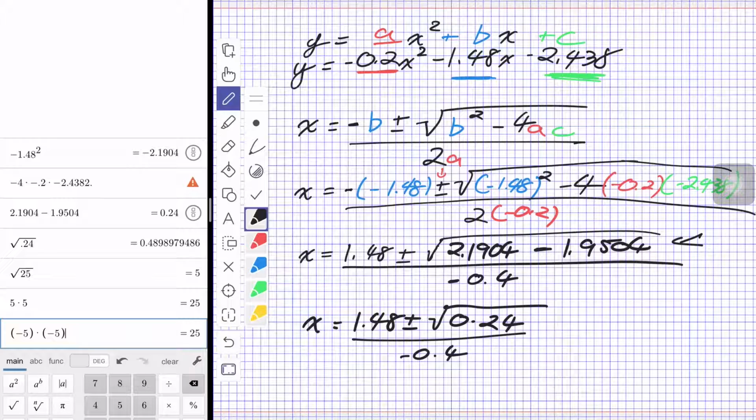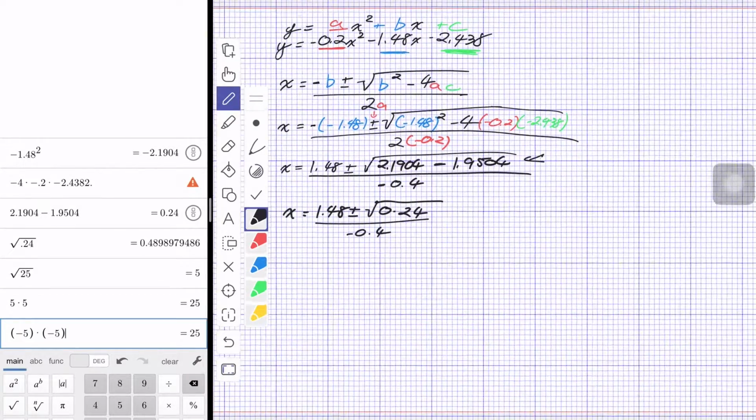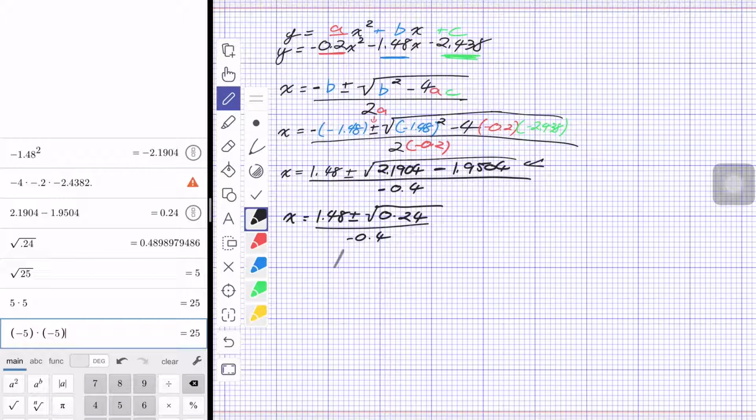I don't want to round up too far there. So we're going to get x is equal to, so I might have to shrink this. Oh, good. There we go. So we're going to get with 2. We're going to call it x number 1 is equal to 1.48 plus 0.4899, still all over negative 0.4.